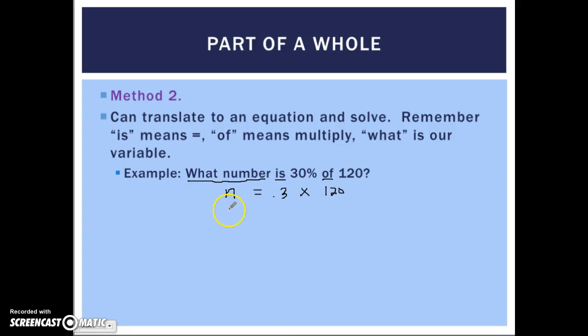So now you just have a simple equation. You can multiply 0.3 times 120, and it comes out to equal 36. So both of these two methods will get you to the same answer. You can use your proportion problem, or you can set it up by translating it into a math equation. So I just want to show one more example of this.